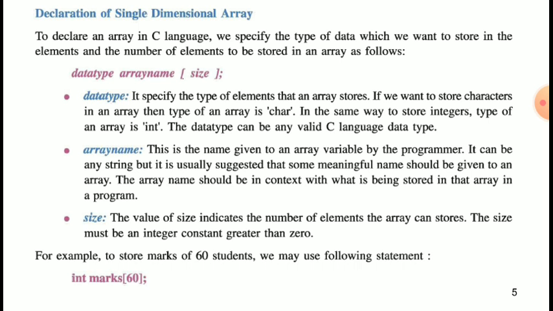Next topic is declaration of single dimension array. To declare an array in C language, we specify the type of data which we want to store in the elements and the number of elements to be stored in an array as follows. First is a data type, second is an array name, and third is a square bracket size and then semicolon. So that is a declaration of single dimension array.